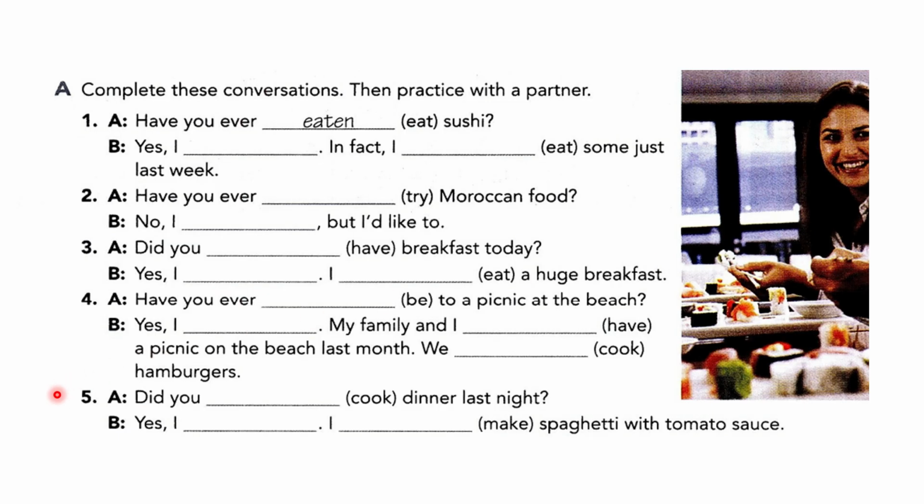Okay? Last one. Tell me, Johnny, number five, letter A and letter D and letter B. Did you cook dinner last night? Yes, I did. I made spaghetti with tomato sauce. Very well. Easily done.